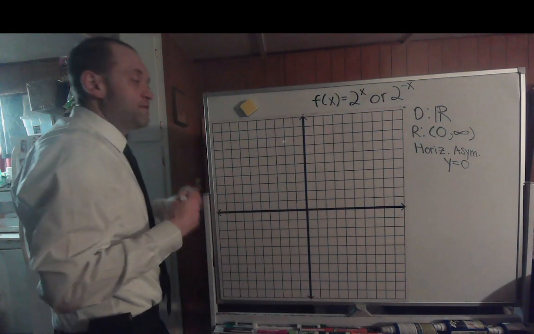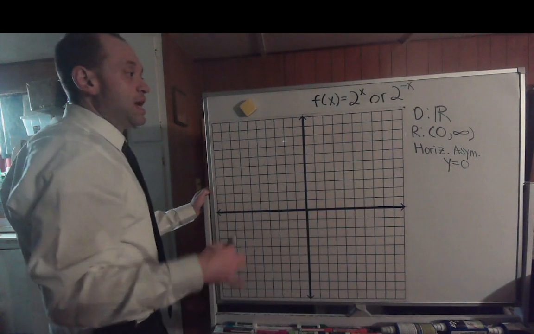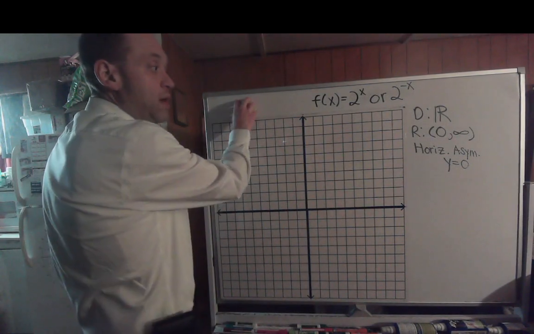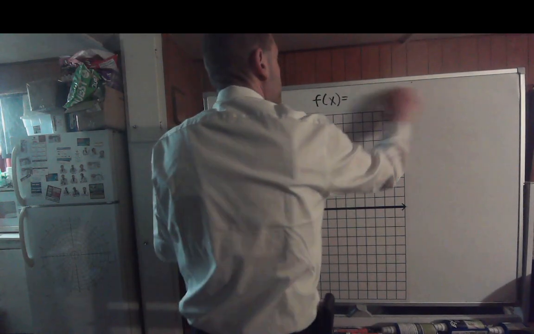Because you'll come infinitely close to y equals 0, but you'll never hit it. So every exponential function has a horizontal asymptote at y equals 0. All right. Now, let's flip this around a bit.